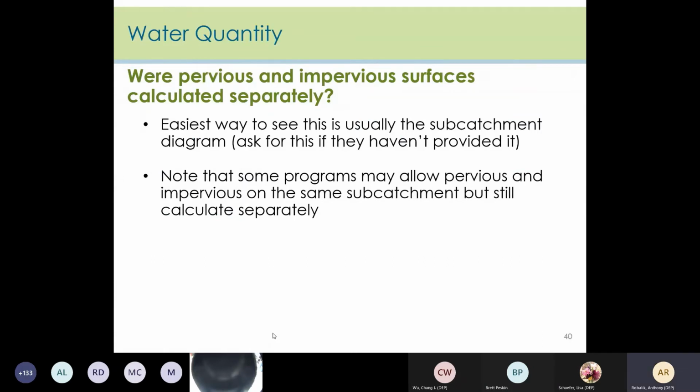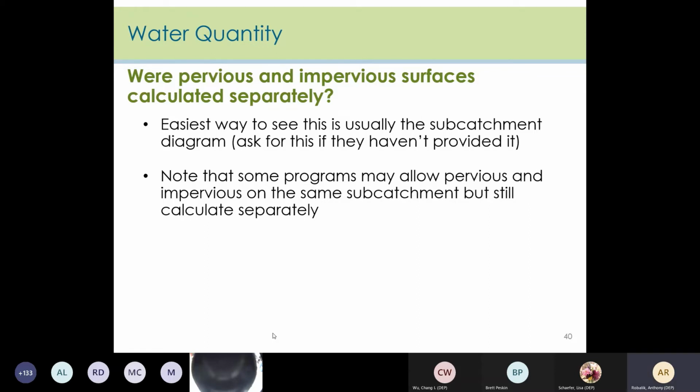Next, did they calculate pervious and impervious surfaces separately? For me, the easiest way to see this would be to look at the subcatchment diagram, and you can just see on there whether they are separated or not. One thing to be aware of, certain programs, say HydroCAD, for example, allow you to check a box in the settings that will calculate pervious and impervious separately, even though they are both inputs to the same subcatchment.